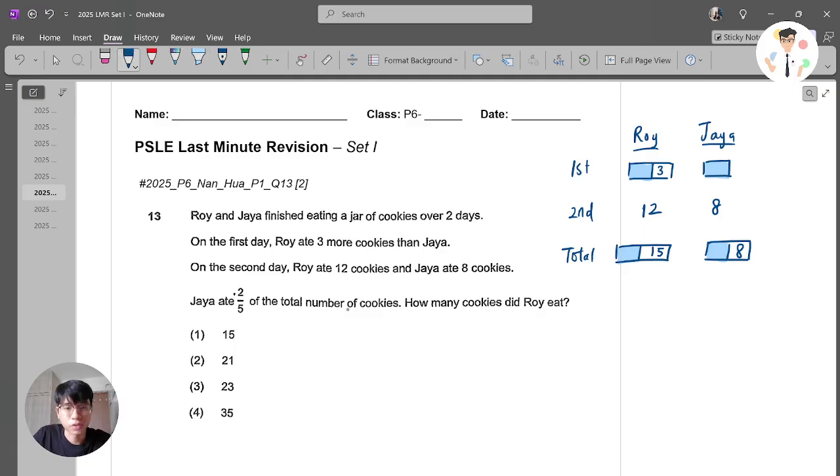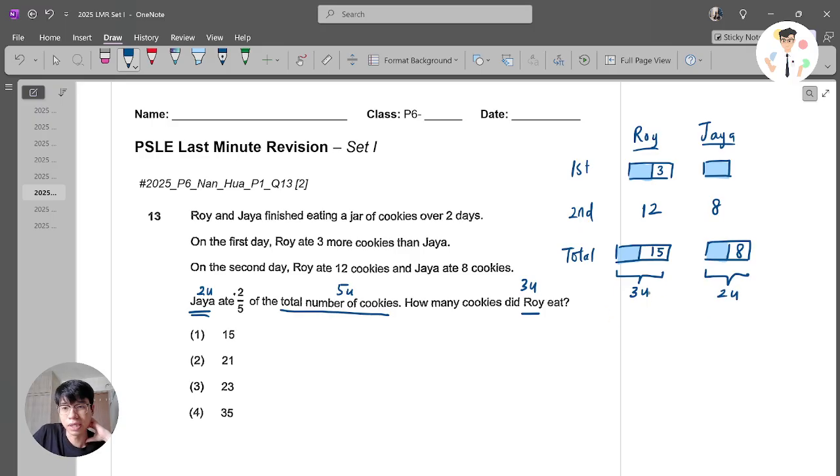Now, the question continues to say that Jaya ate 2 out of 5 of the total number of cookies. How many cookies did Roy eat? Now, ate 2 out of 5 means that Jaya actually has 2 units. Total has 5 units. Means that Roy actually has 3 units. Okay? This basically tells you that Roy here actually is 3 units. Jaya again is 2 units. So this part is 2 units.